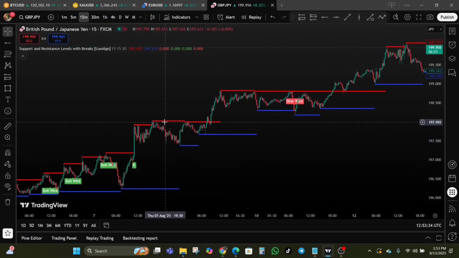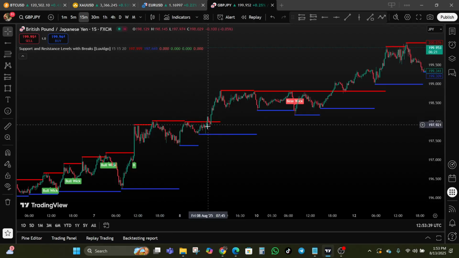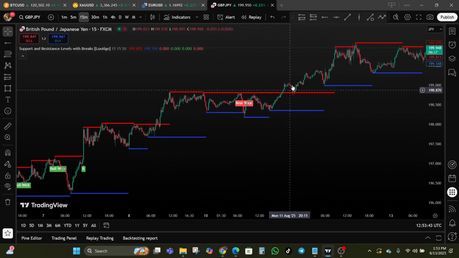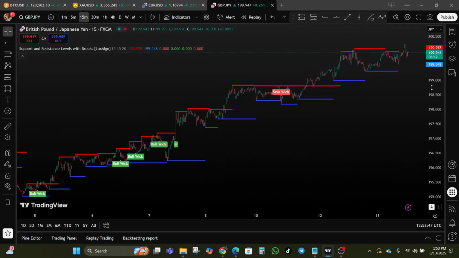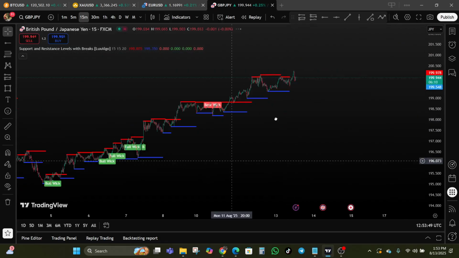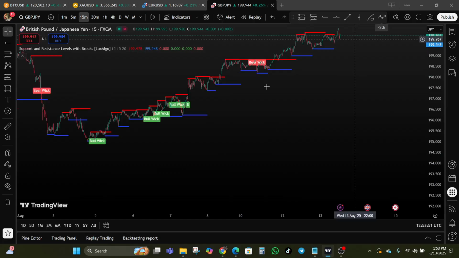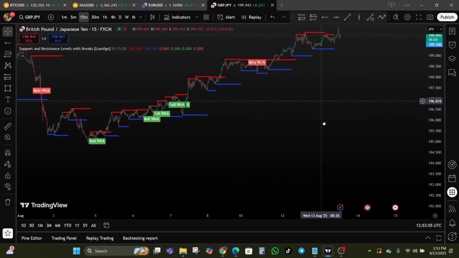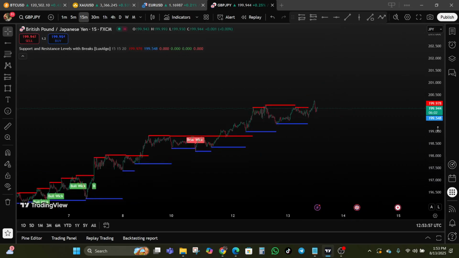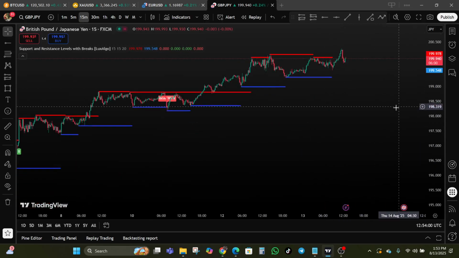Now you can see from this example, this was a resistance zone. You can see that the indicator plotted it, and price broke it and tested it. You can see this one here, price broke it and tested it. So these were good buying opportunities, especially in a bullish trend. This was a bullish trend. Within a bullish trend, you look for only buy opportunities. In a bearish trend, you look for only sell opportunities.